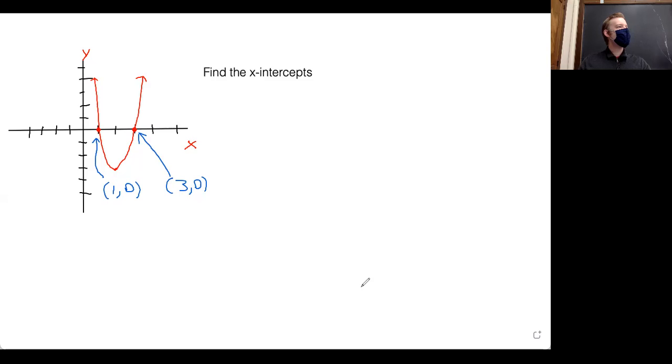Questions on this example? All right, let's look at a second example. So these two, this would be our answer. We need both of those for our answer to be complete. But let's look at another example here.